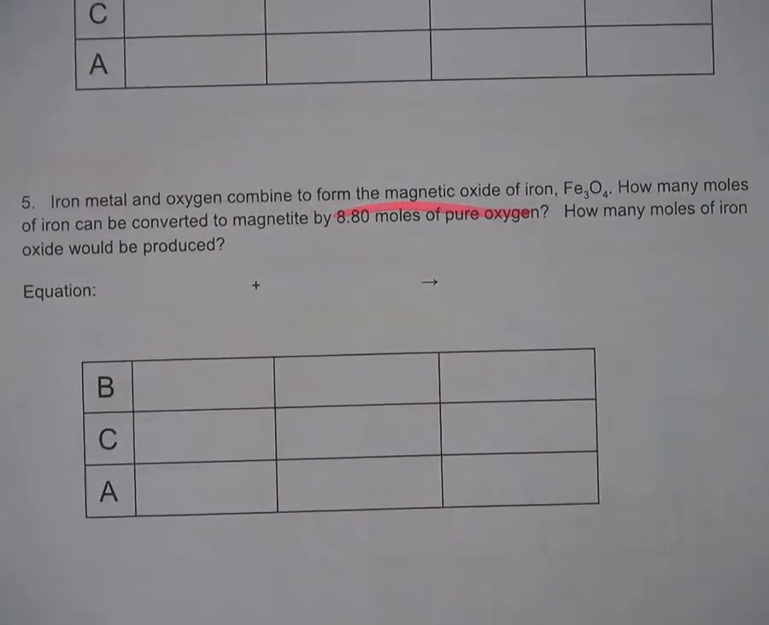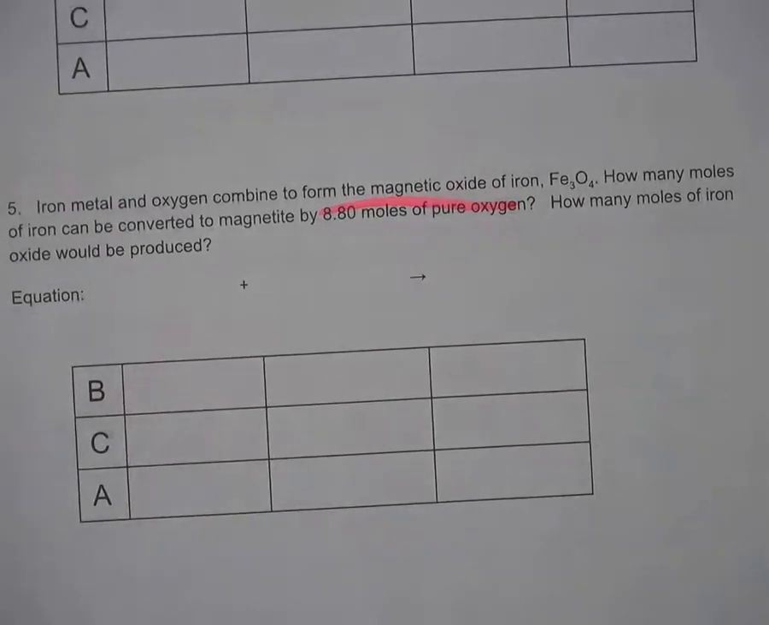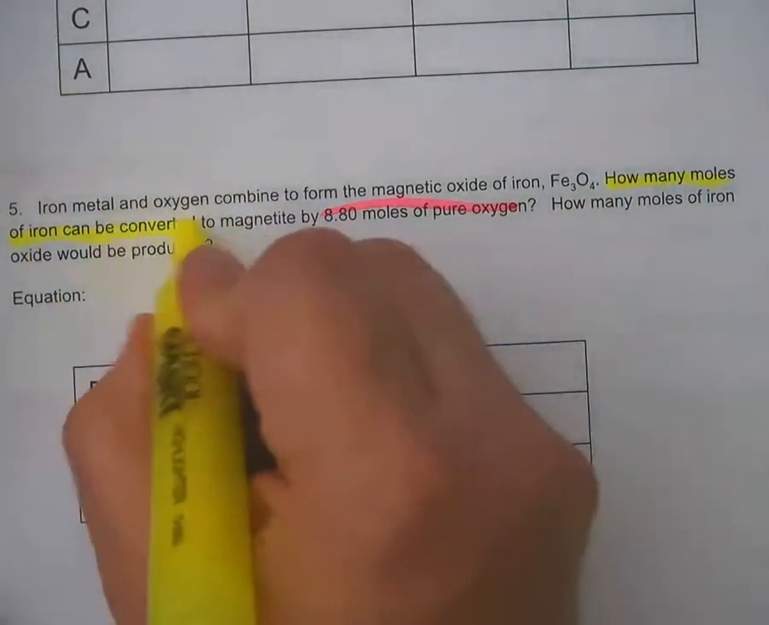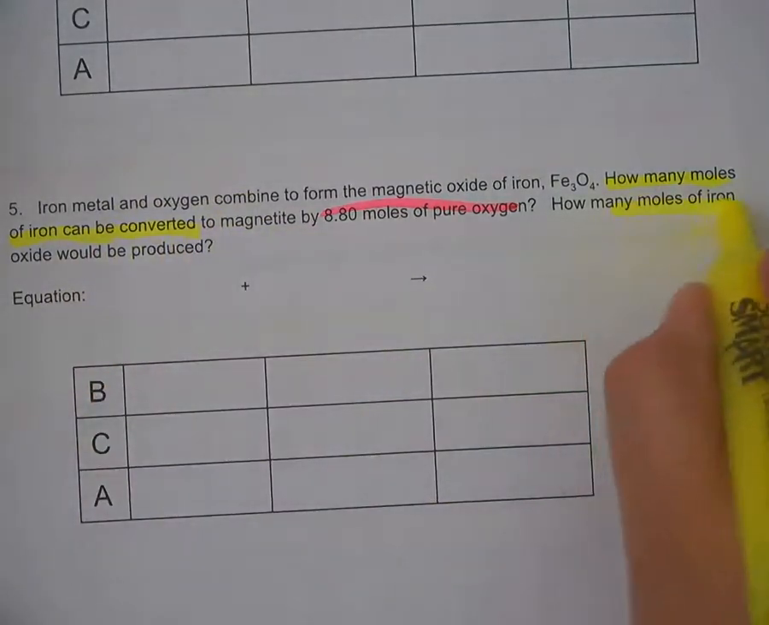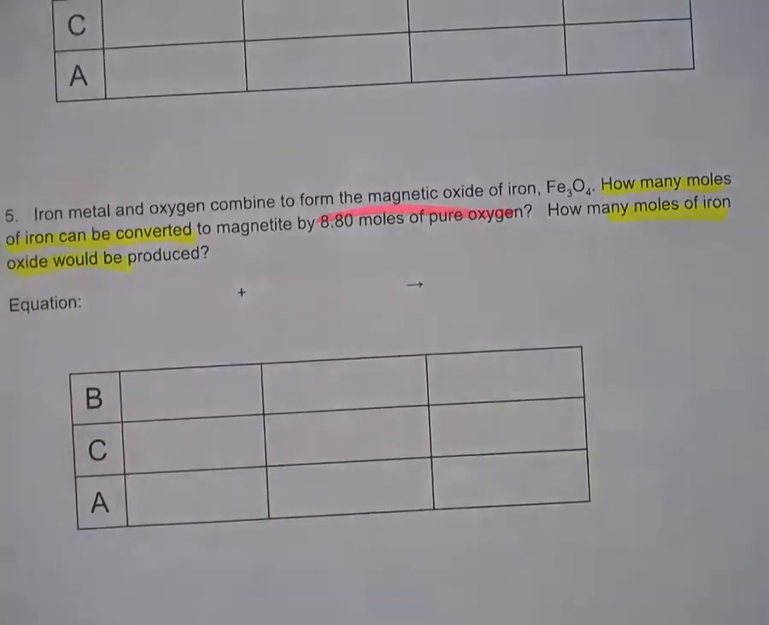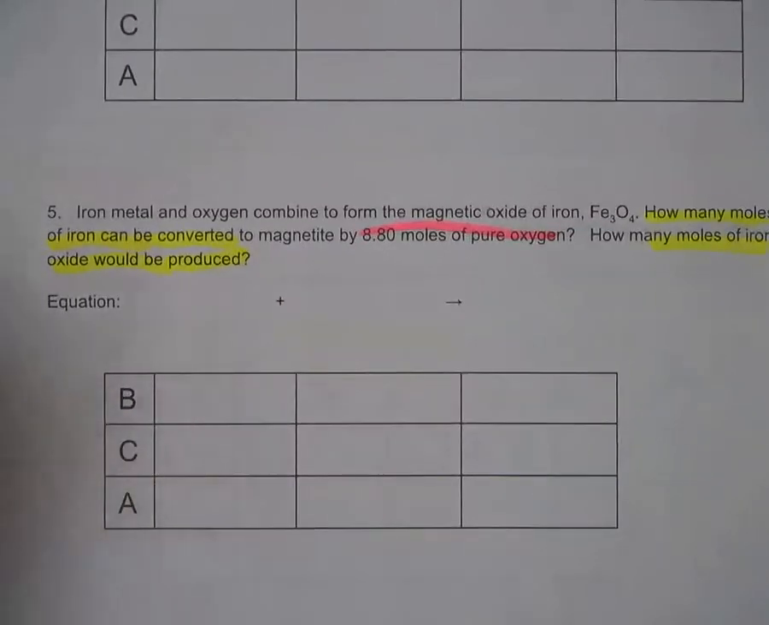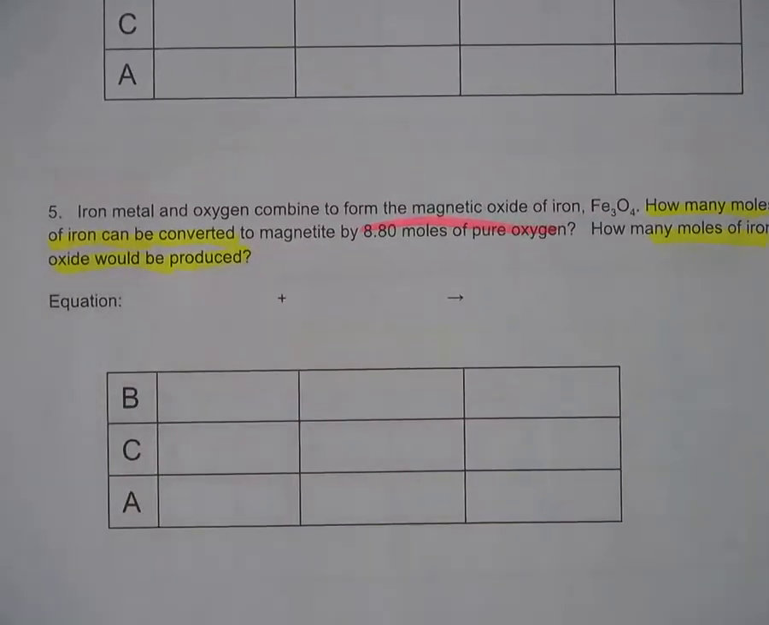But when we read through this, there are actually 2 questions. How many moles of iron can be converted? And how many moles of iron oxide would be produced? So we're going to have to solve for 2 things, but we'll just use one BCA table to do this.